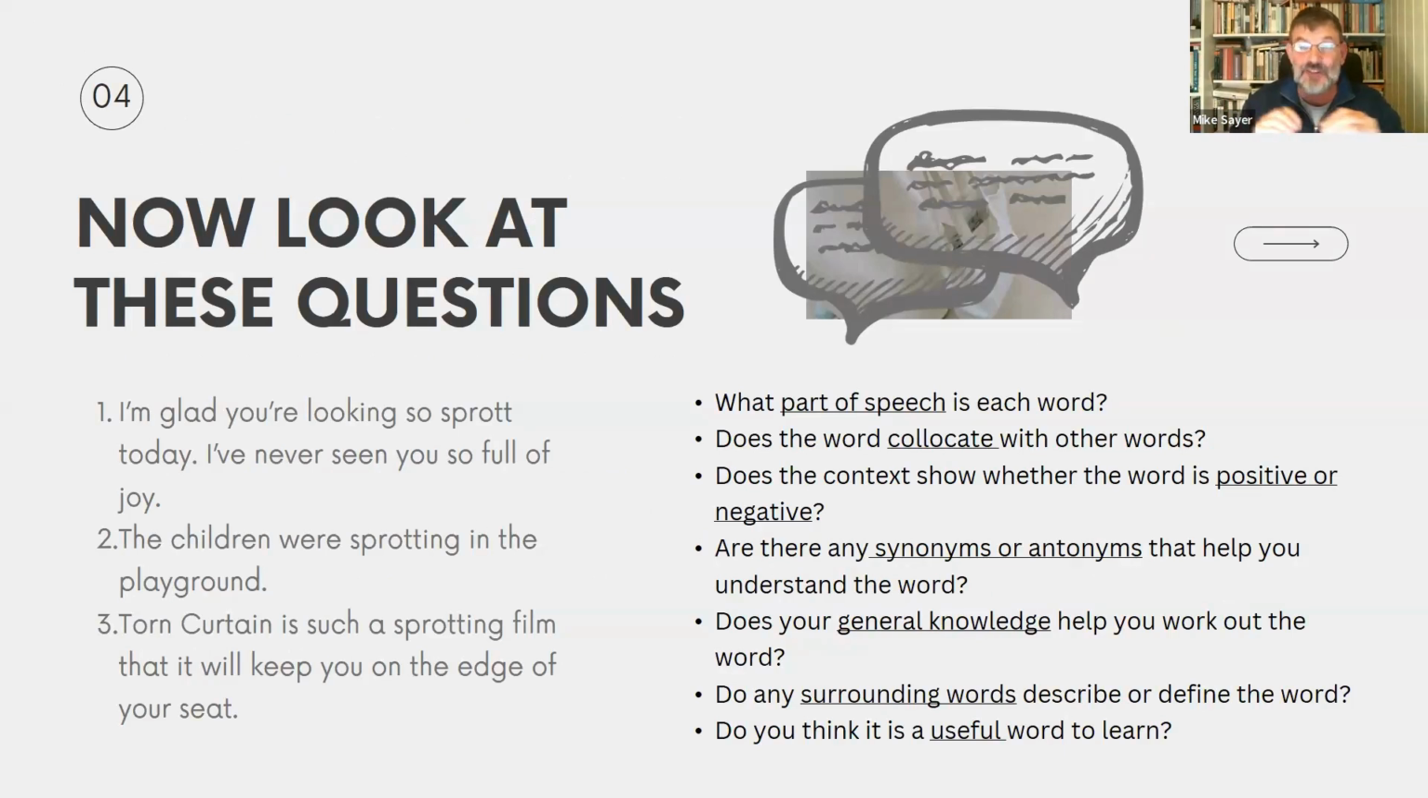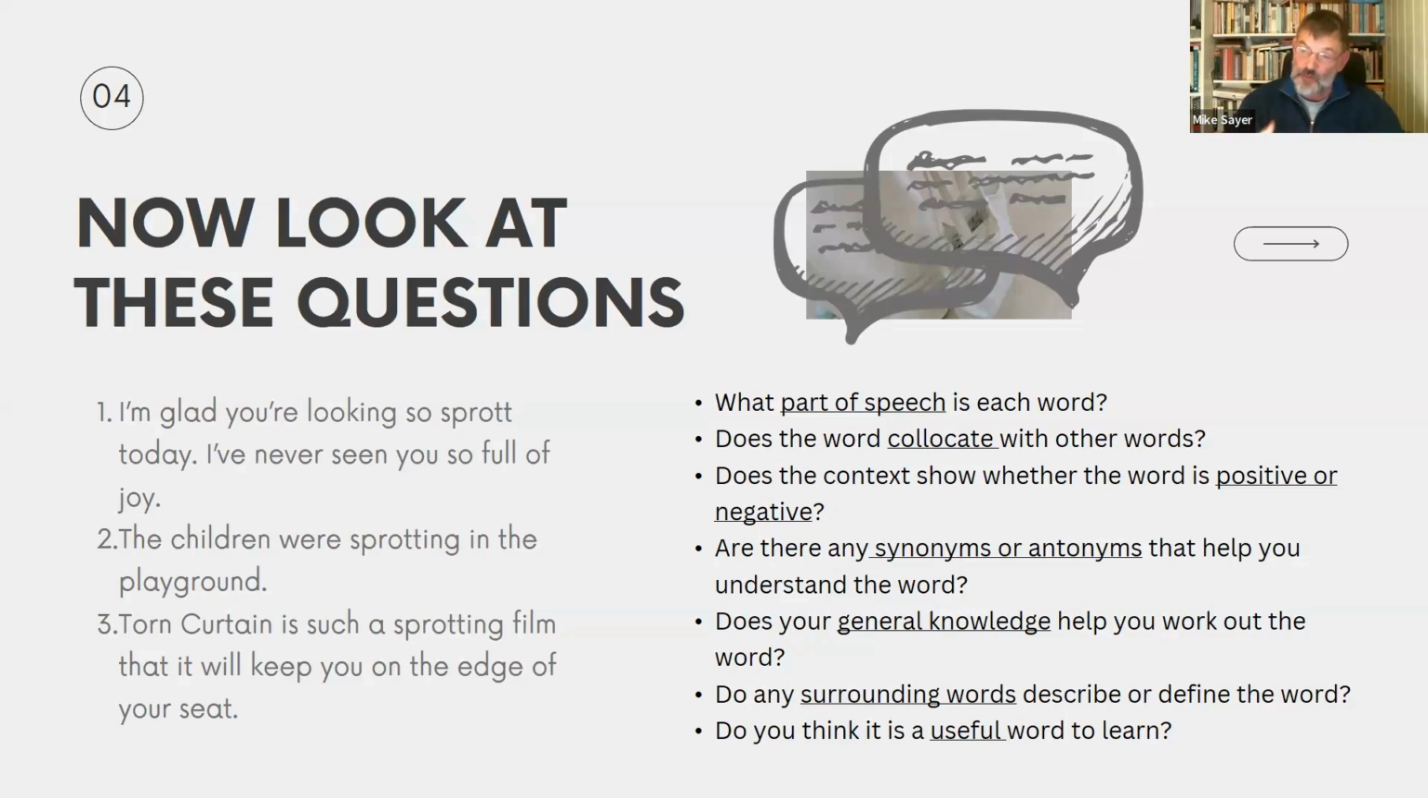But in order to actually understand what sprot means, we can't do any cheating. We can't look in a dictionary. We can't ask our mate. We have to actually look at the whole sentence. We have to explore the word within the context of the sentence. And on the right hand of your screen, I hope, you can see some questions that we could ask our students to be able to work out what sprot might mean in these sentences.